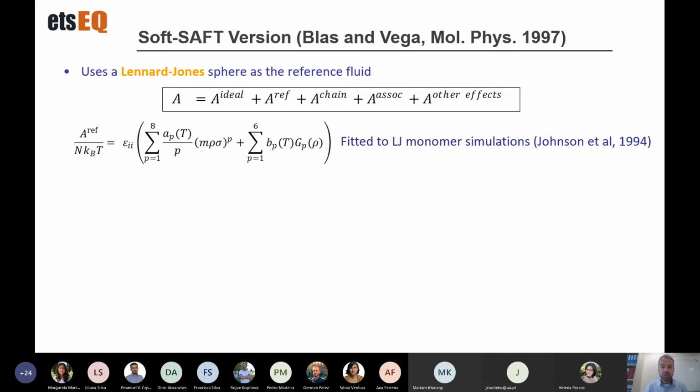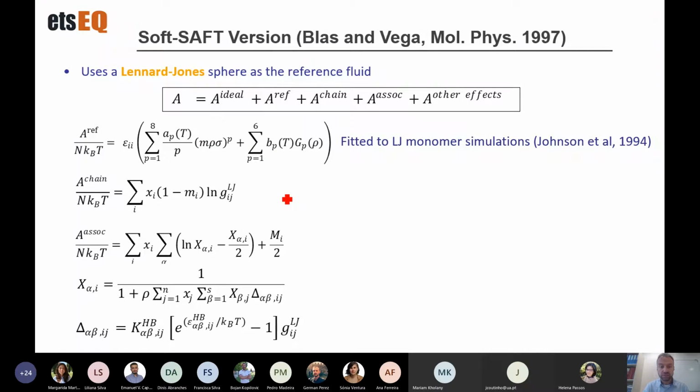And this is something that possibly you will not see in most presentations, which are a little bit the equations that are behind, okay? In the case of the SOFT-SAFT version, which is the one that I am presenting here, that was developed by Felipe Blas and Lourdes Vega already more than 20 years ago, okay, uses a Lennard-Jones term, and the Lennard-Jones term is fitted to Lennard-Jones molecular simulations, and it's basically a correlation that is expressed here. Then you have the chain and the association terms that are a bit more complex and are formally identical in all equations, in all SAFT equations.